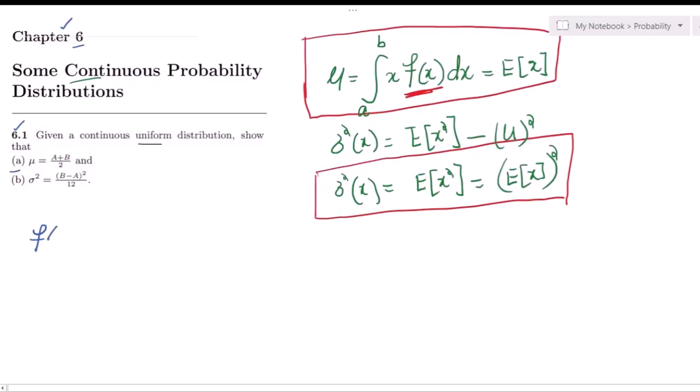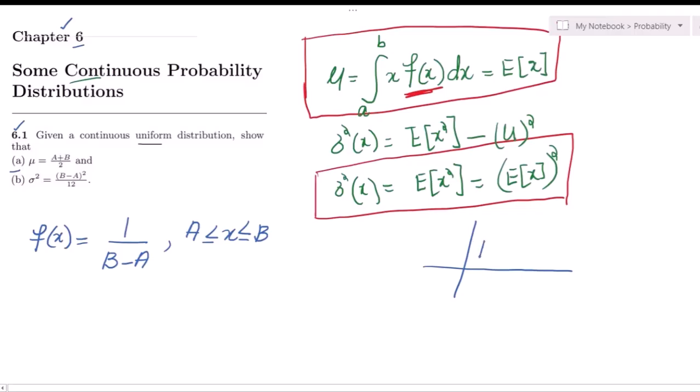The value of f of x for the uniform distribution is 1 over b minus a for all values of x which are greater than or equal to a and less than or equal to b. This is for the uniform probability distribution, which is here from a to b. This is x, this is f of x, and this is the probability density function.